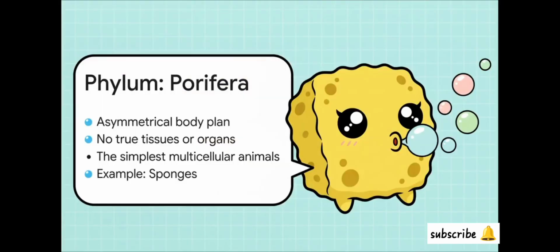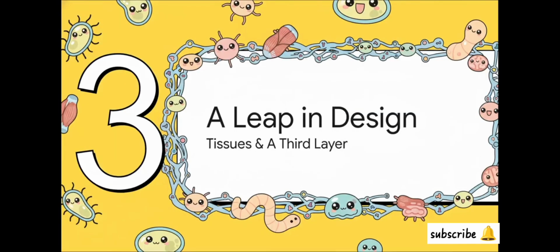And the perfect example of this is the phylum Porifera, which you probably know as sponges. If we pull out our blueprint, we can see they check the boxes for a cellular level of organization, and they're mostly asymmetrical. They are just beautiful in their simplicity, and they represent the absolute foundational branch of the animal family tree.